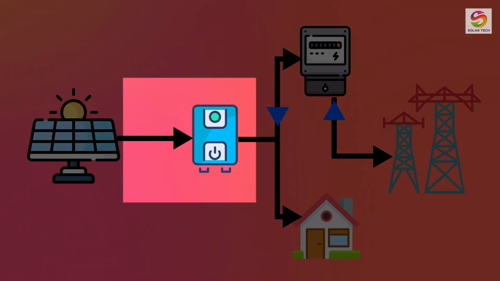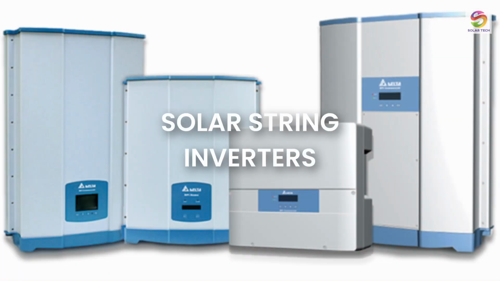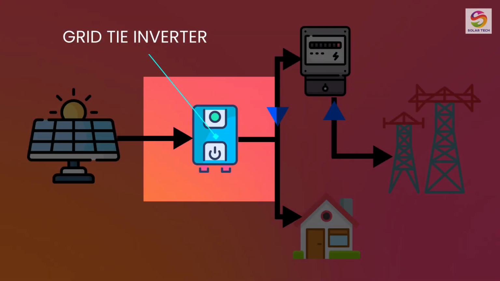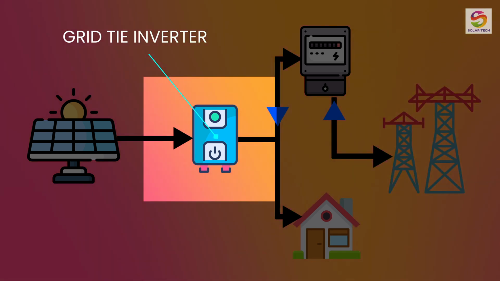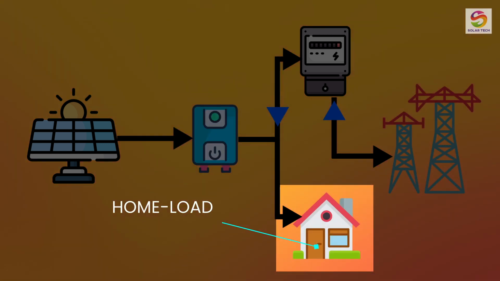Now, let us talk about the grid tie inverter. A grid tie inverter converts DC power into AC power. Grid tie inverters that are available in the market are usually based on MPPT and have efficiency of more than 98%. AC power generated by the grid tie inverter is connected to your home load.